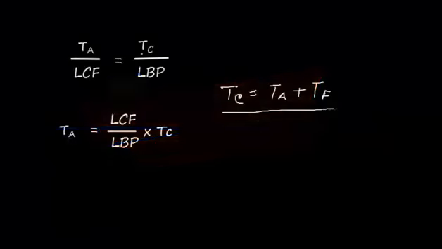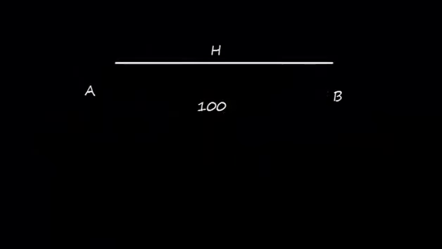Okay, well, now let us proceed further. Say for example, this is a vessel A and this is the length. Say the vessel is of 100 meter and this is the midship.